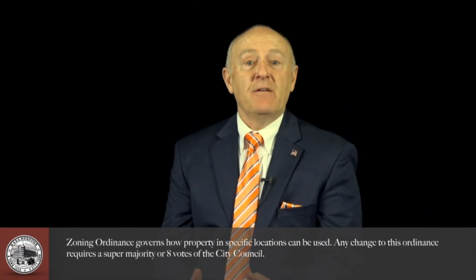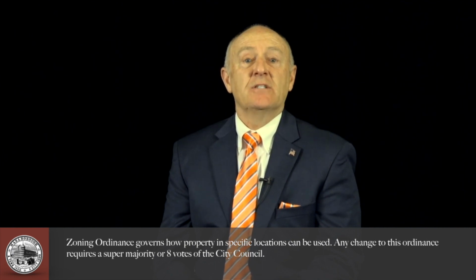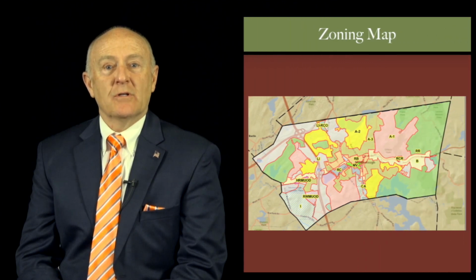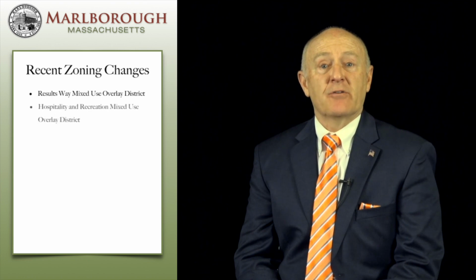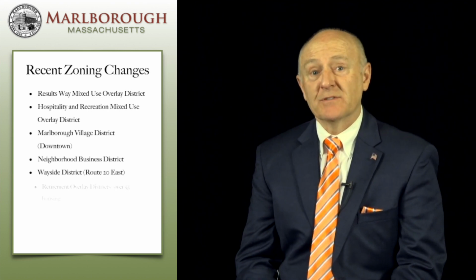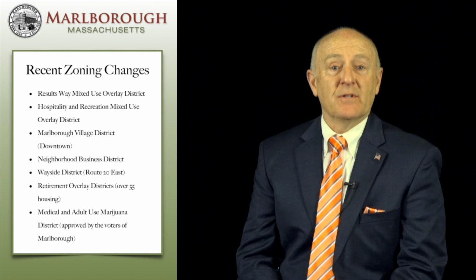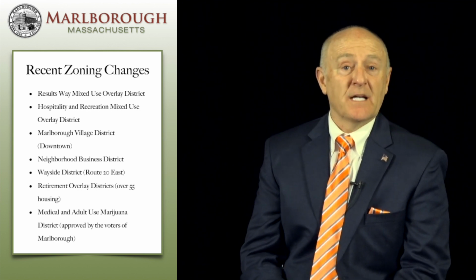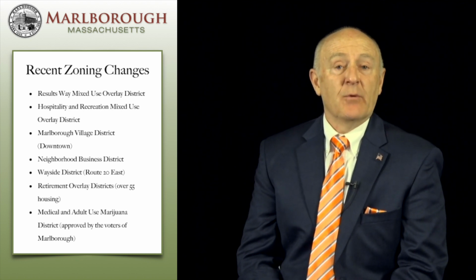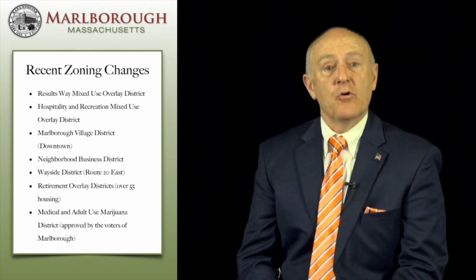One local ordinance that requires a supermajority, or 8 votes of the City Council, is a change to the zoning ordinance. Zoning shapes what the city will look like going into the future. Some recent zoning changes include the Results Way Mixed-Use Overlay District over on Cimarano Drive, the Hospitality and Recreation Mixed-Use Overlay District, otherwise known as APEX, Main Street Downtown Village District, the Neighborhood Business District, which is on Lincoln Street, the Wayside District, which is Route 20 East, and we have numerous retirement overlay districts, which is over 55 housing.